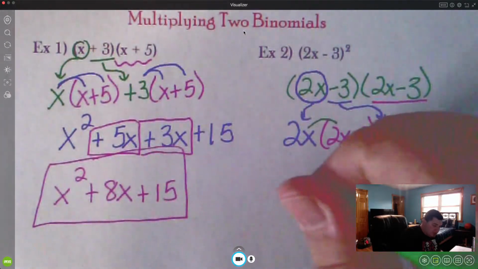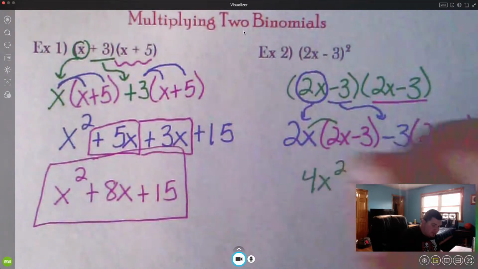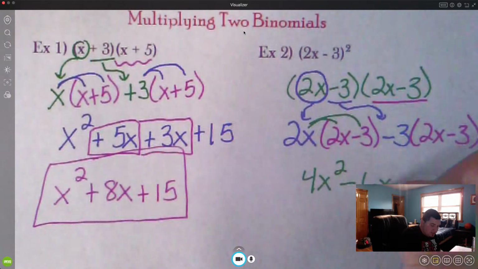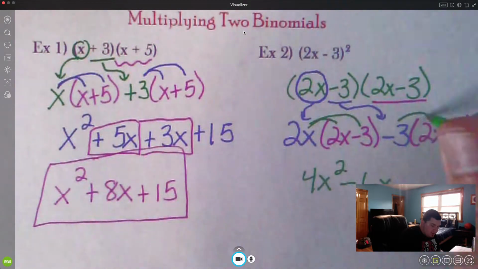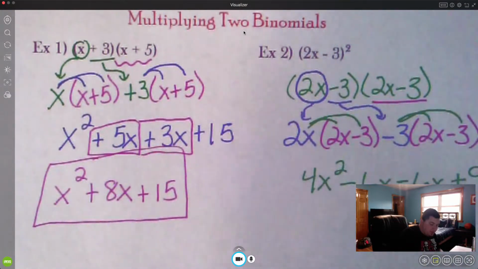Okay, and now we're going to distribute. 2x times 2x is 4x squared, because 2 times 2 is 4. x times x is x squared. 2x times the negative 3 is negative 6x. And over here, negative 3 times 2x is negative 6x. Negative 3 times negative 3 is a positive 9.